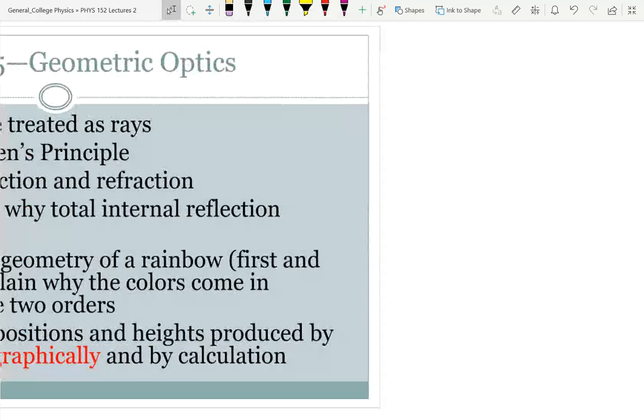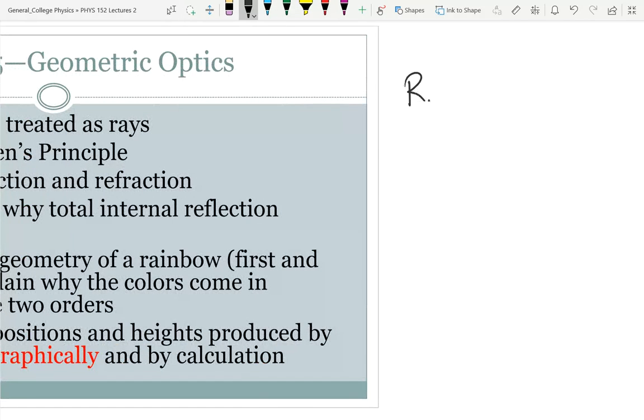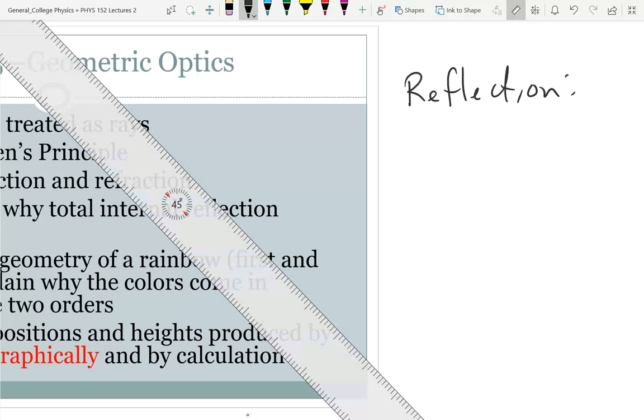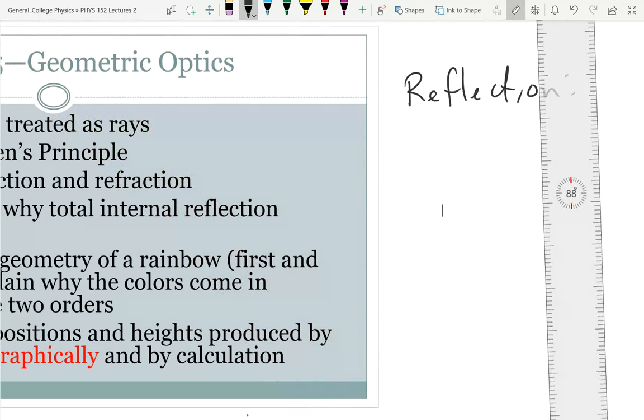Well, what's the law of reflection? Anyone?